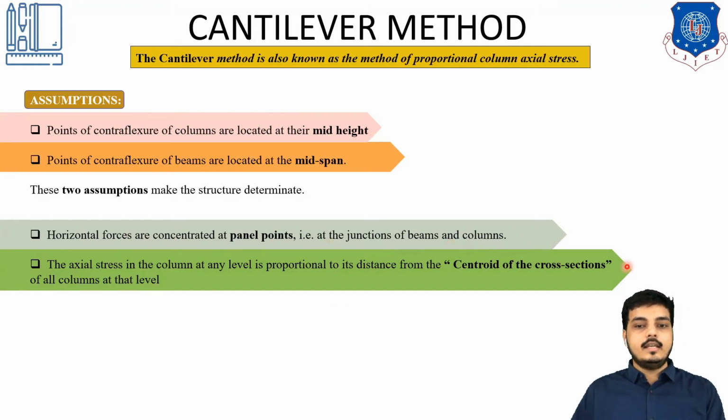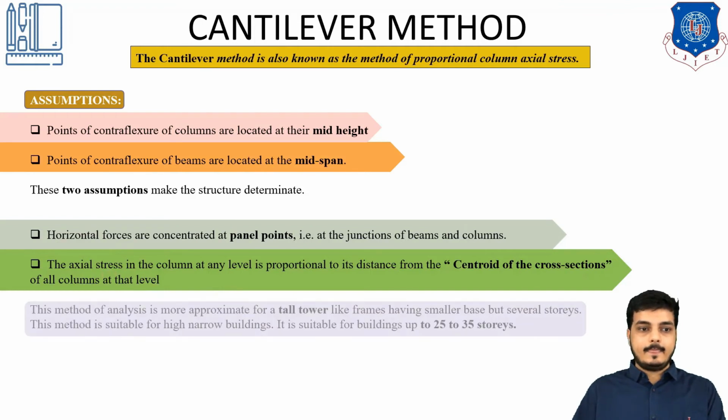Now this is a new point because it is focusing on column axial stress: the axial stress in the column at any level is proportional to the distance from the center of the cross section of all the columns at each level. So what it says is that the axial force, or say axial stress, will be taken proportional to the distance from the center of the cross section. I will be showing you this in the example. We will be using that equation, I hope you remember, which we used in the MOS subject, M by I equals f by y equals E by R. So that equation will be helpful for solving the cantilever method, due to which we can find out the axial stress.